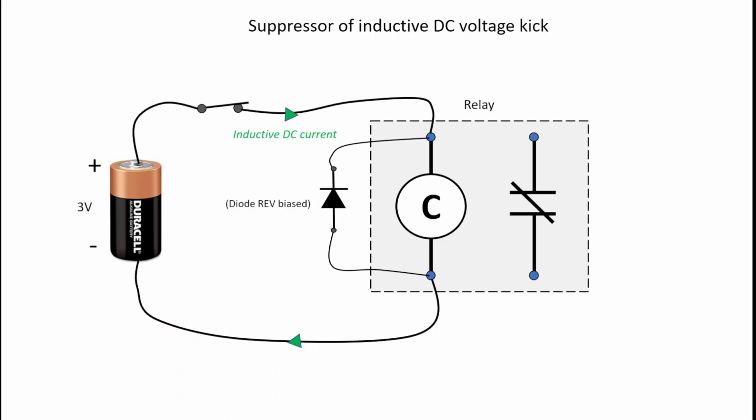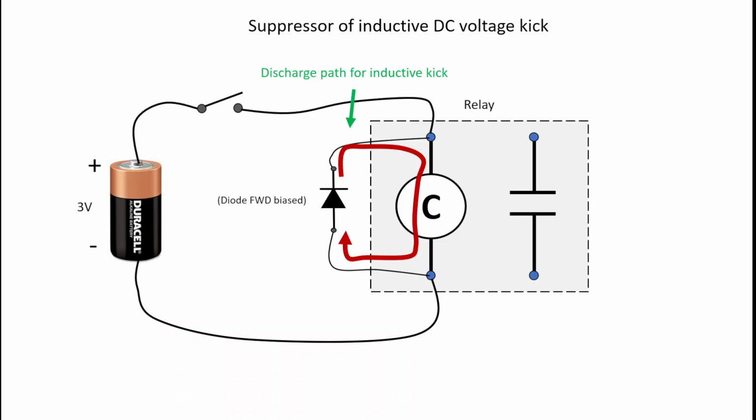The reason that this works is that the brief inductive kick that is generated during the collapsing magnetic field will cause a source voltage to be set up that is opposite or opposing to the initial source that created it. That's Lenz's law. So during the inductive kick, the diode will be forward biased, giving a path of discharge for that voltage, not destroying the diode and not affecting any other portion of the circuit.